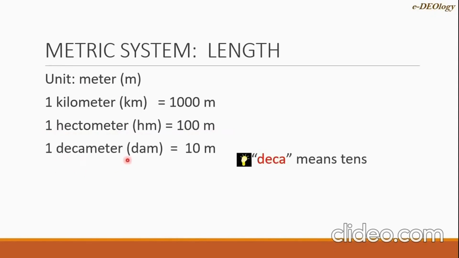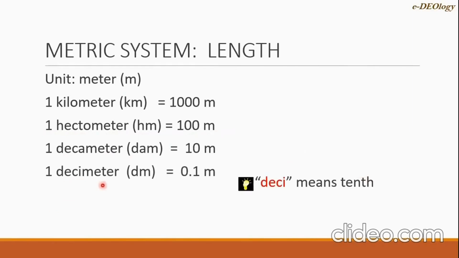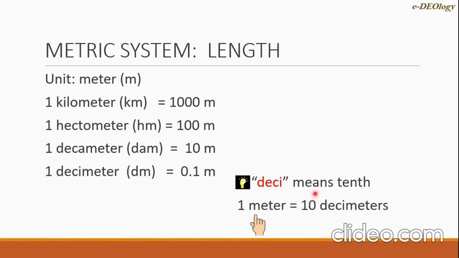Next is decameter with symbol DAM. So 1 decameter equals 10 meters. Note also that deca means tens. The next is decimeter with the symbol DM. 1 decimeter equals 0.1 meter. Deci means tenth. In other formula, we say 1 meter equals 10 decimeters.